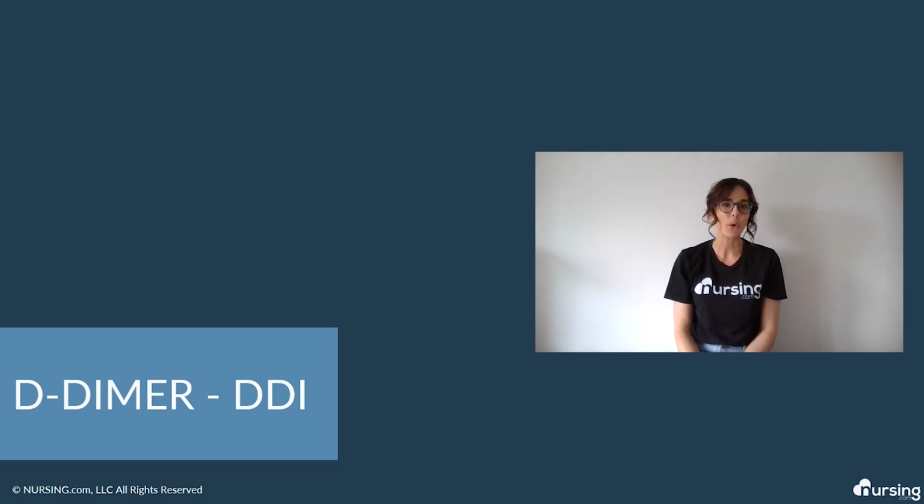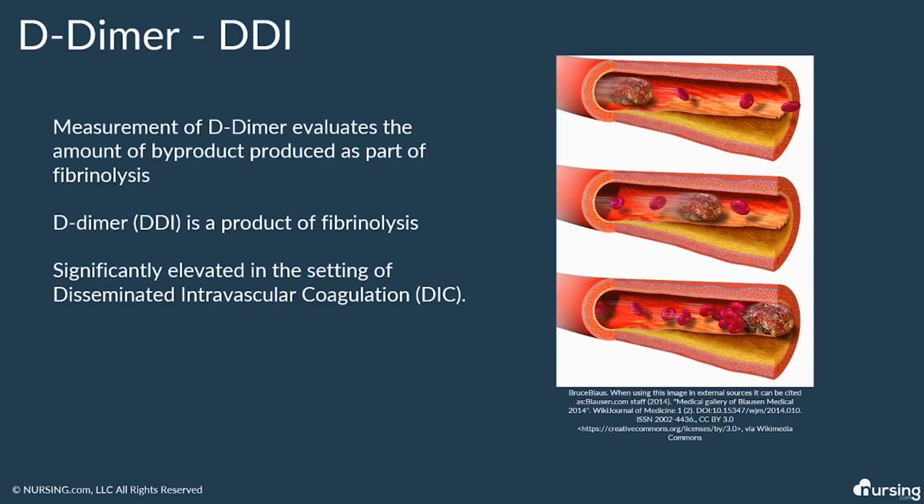In this lesson, we'll discover what causes an increased or decreased value in the D-dimer. We'll also talk about its normal value. Let's dive in. D-dimer is a lab value that's abbreviated as DDI. It measures the amount of D-dimer in a blood sample. D-dimer is a byproduct that's produced as part of fibrinolysis, or the breakdown of clots.